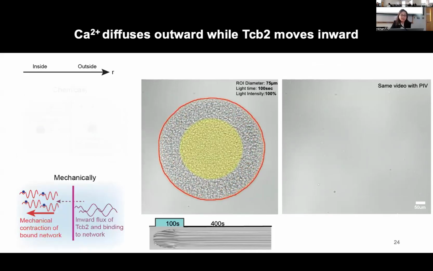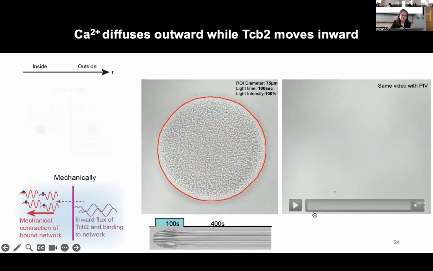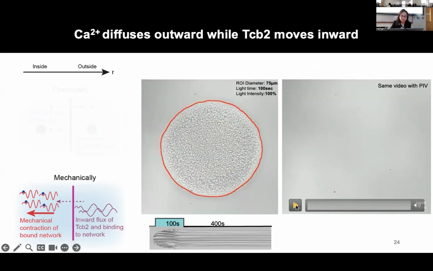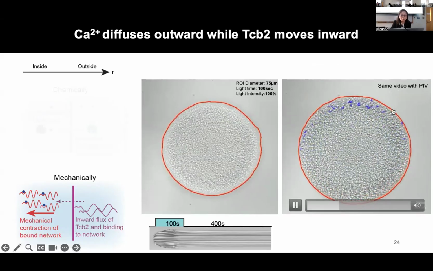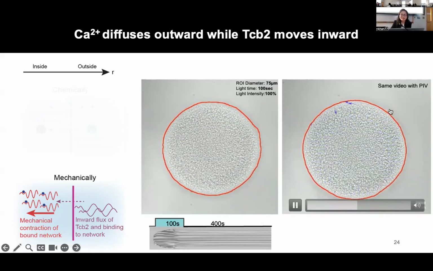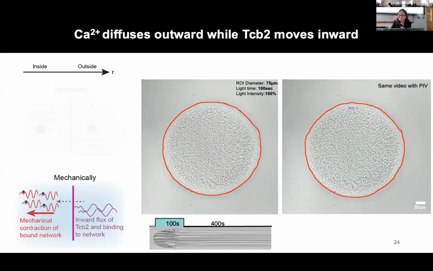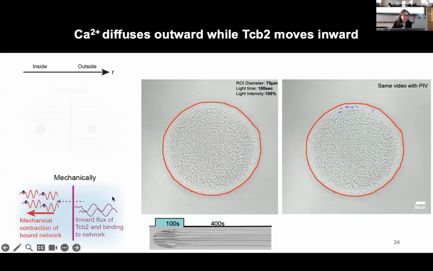is something else. This is the same video, but I just treated it with PIV. And what you're seeing here is along the boundary, there are a lot of arrows. And what those arrows mean is that every single filament inside is segmented and tracked. And what happens, as we're seeing here, is along the boundary they form the network and the network contracts back.